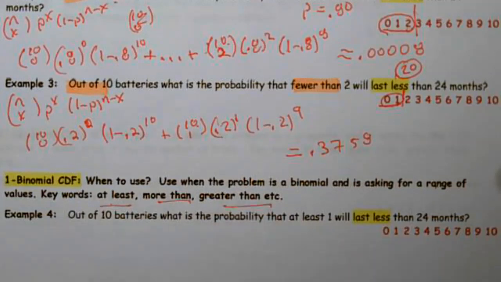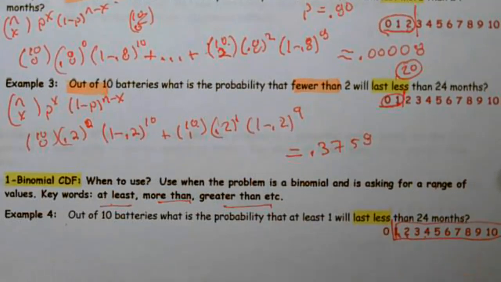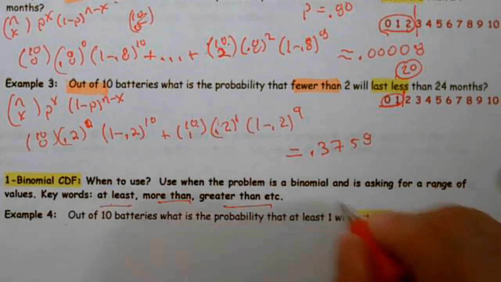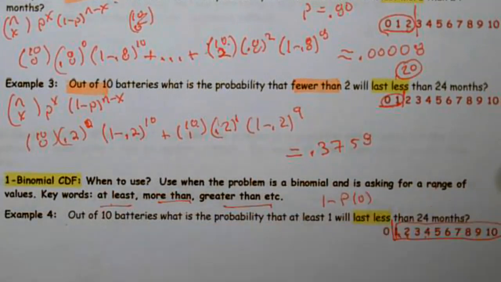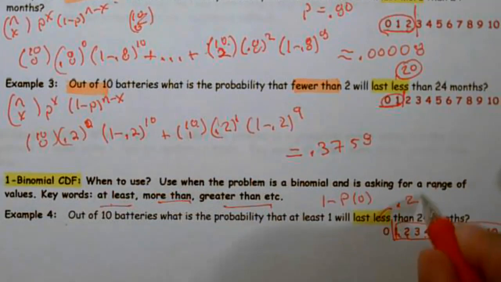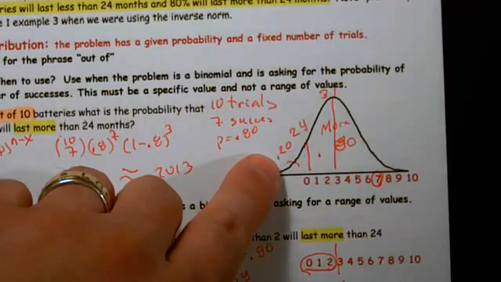All right, so out of 10 batteries, there's that phrase again, what's the probability that at least 1 will last less than 24 months? Well, at least 1 could be 1, that's at least 1, that 2 is at least 1, 3. So all the way up here is at least 1. Calculator works left to right. So we're essentially going to do a 1 minus the probability of 0. But notice they said last less, so that means we're going to use the 20% value that we set up here, because the 20% was last less.